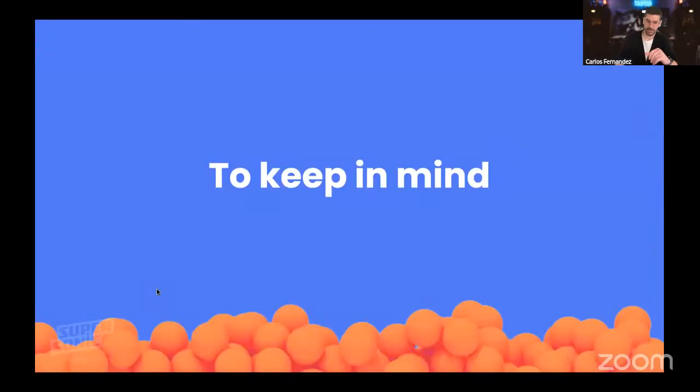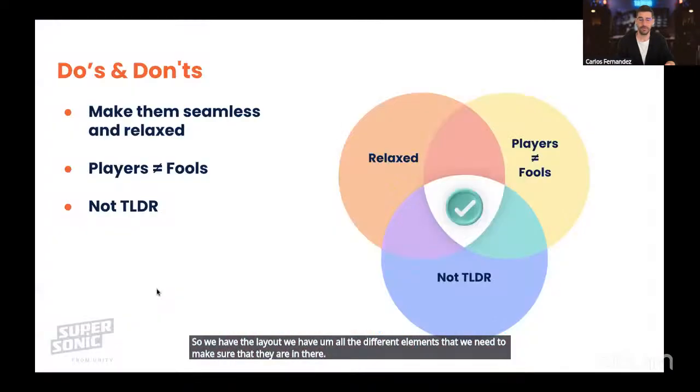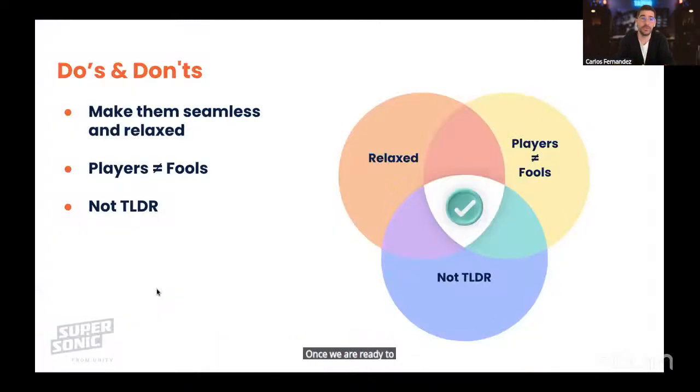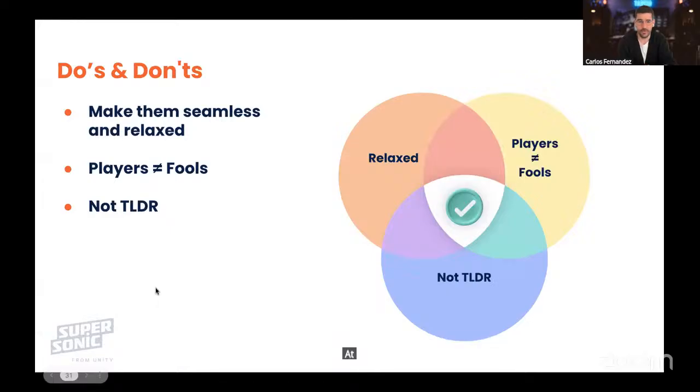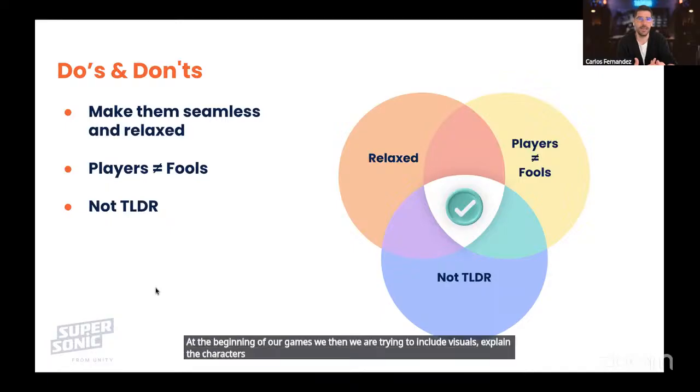So we have the layout, we have all the different elements that we need to make sure are in there. Once we are ready, there are several things that we need to make sure of before implementing it. So make the tutorial seamless and relaxed. At the beginning of our games, we are trying to include the visuals, explain the characters, the style, everything that is in our game, and adding the tutorials on top of it could be a little bit overwhelming for the players. So we need to be smart when we are introducing and explaining our mechanics.